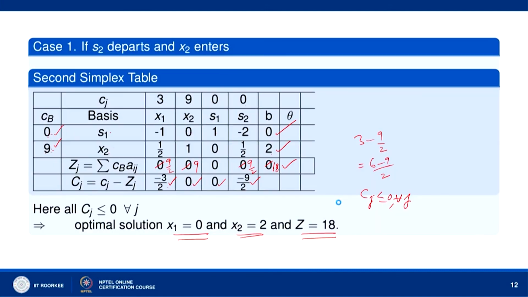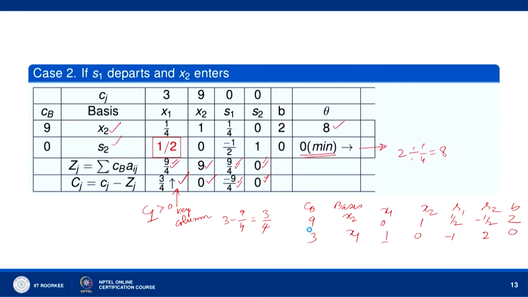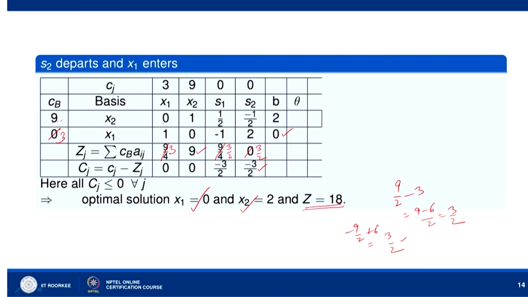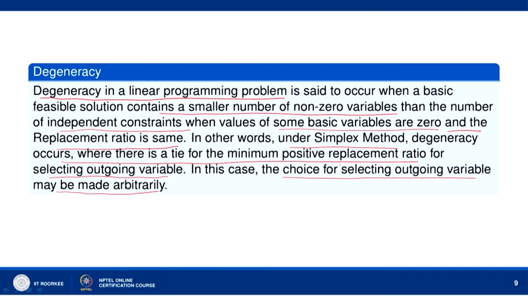In the previous case we had x1 equal to 0, x2 equal to 2, z equal to 18, and the optimal solution was x1 equal to 0, x2 equal to 2, z equal to 18. By making the other choice, again we get the same optimal solution. So when there is a tie in the theta column, a tie for the minimum positive replacement ratio for selecting the outgoing variable, the choice can be made arbitrarily. We can see this from here; we get the same solution.